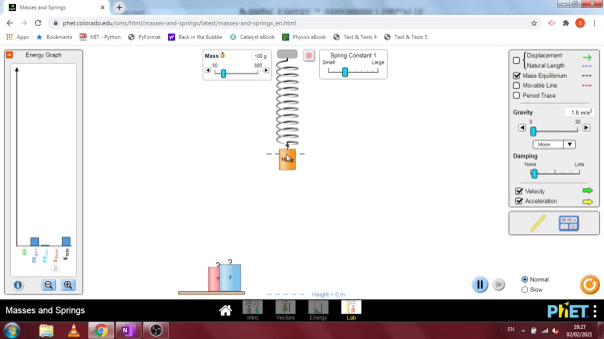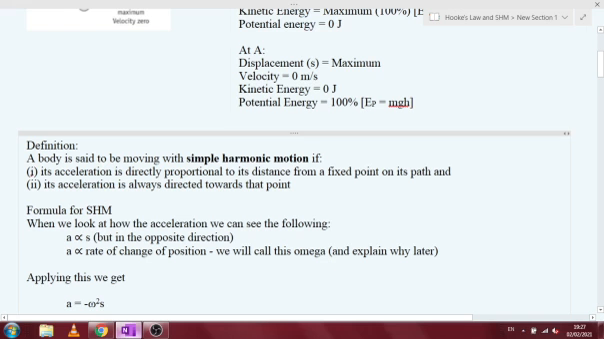So when we give this displacement, this s letter, when that goes up, the acceleration is going to go down. When we pull the displacement down, it's going to accelerate up. So the acceleration is always towards the center. Again, acceleration is our yellow arrow, so that is always towards the center. Regardless of where it is, the acceleration goes towards the center.